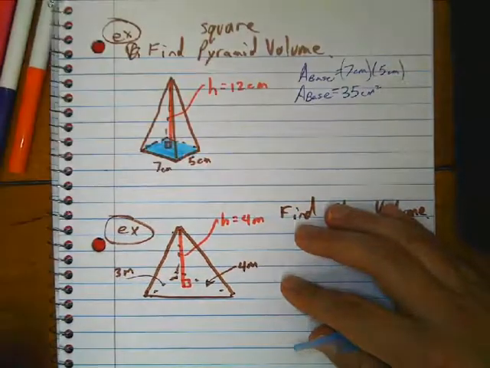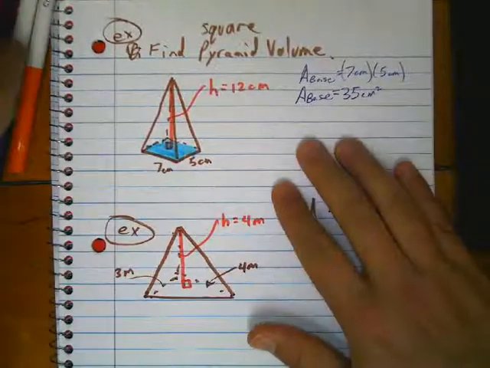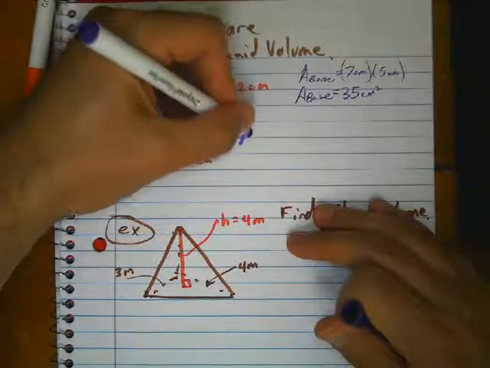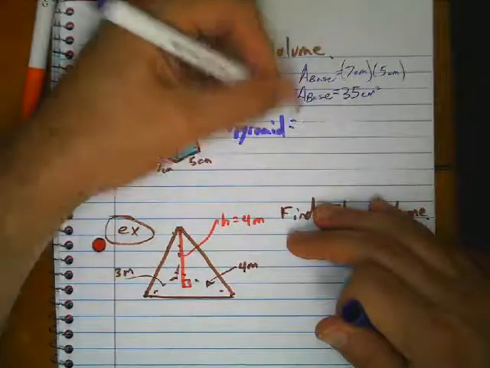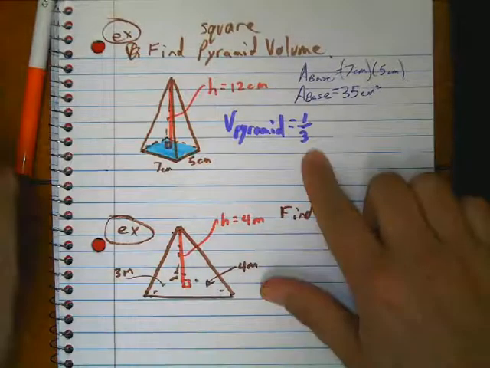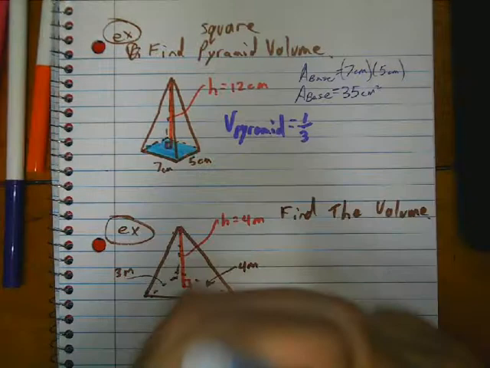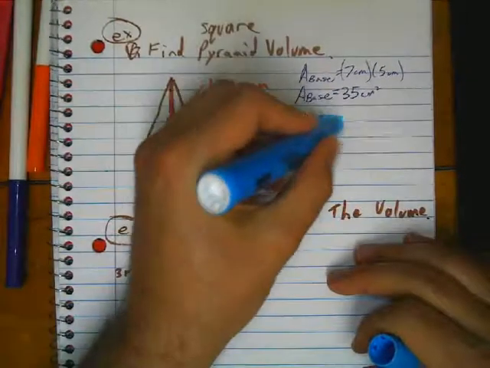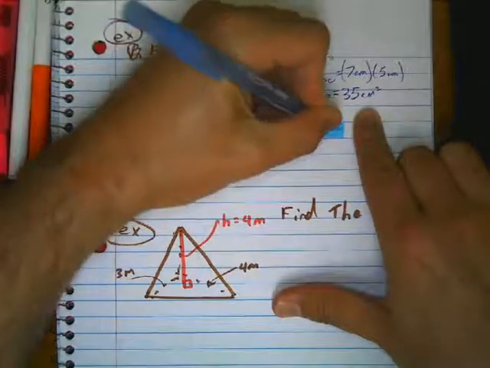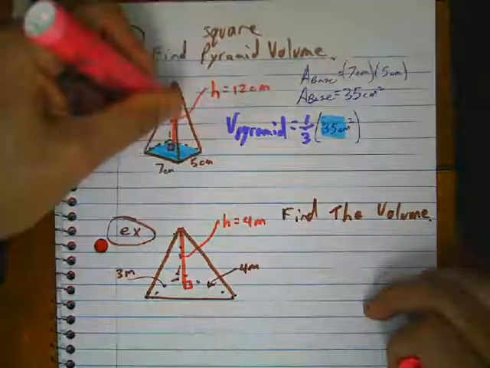Okay, so now we're going to find the volume of the pyramid. It's going to be 1/3 the base area times the height. So the base area is 35 centimeters squared, and the height is 12 centimeters.